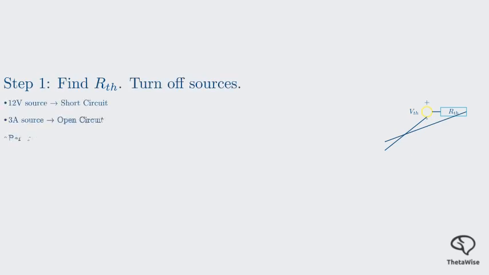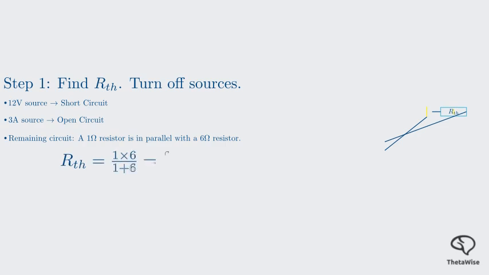To do this, we turn off all independent sources in the original circuit. We replace the 12-volt source with a short circuit and the 3-amp source with an open circuit. Then we find the equivalent resistance looking back into the terminals A and B. Looking into the terminals, we see that the 1-ohm and 6-ohm resistors are now in parallel. The equivalent resistance, Rth, is 1 times 6 divided by 1 plus 6. That's 6/7 ohms. So Rth is 6/7 ohms.